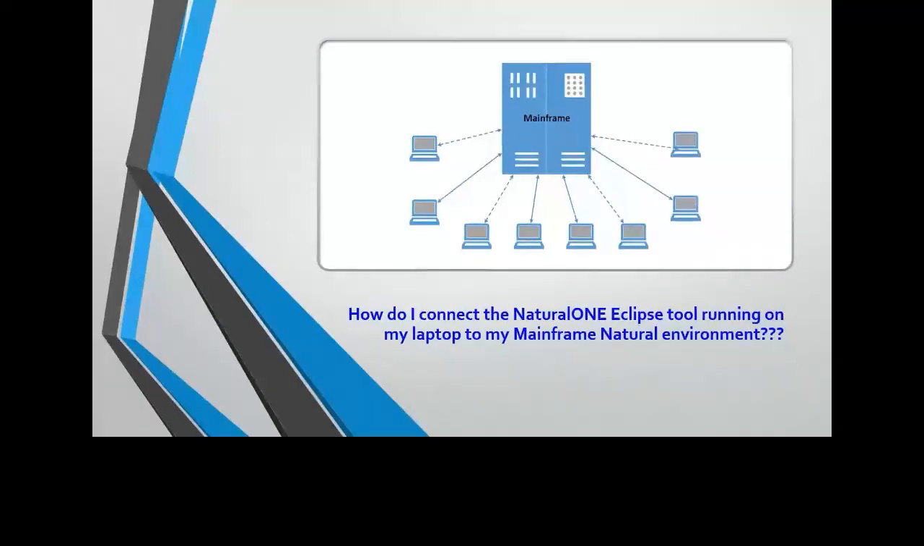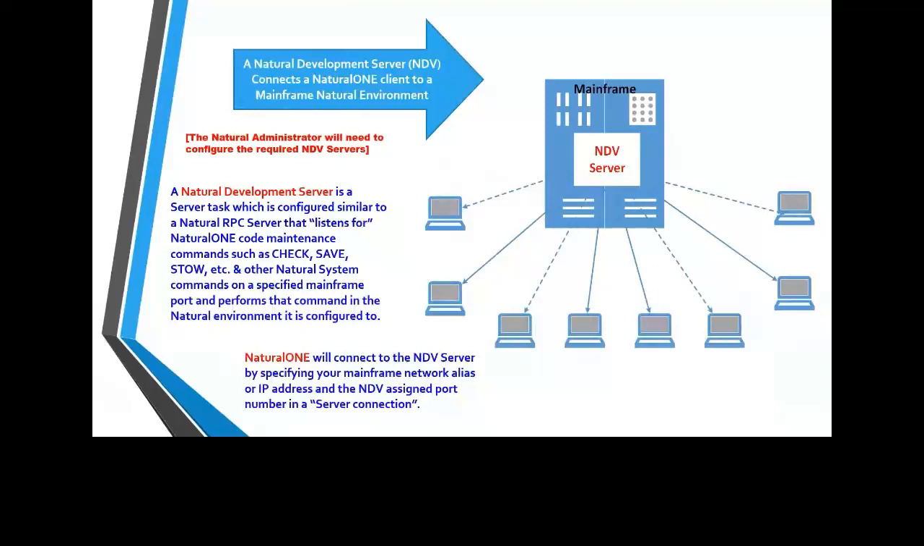So how do I connect this NaturalONE Eclipse tool that's running on my laptop or desktop to my mainframe natural environment? The method of interface connection is going to be an Ndv server. For those of you that are familiar with RPC servers, an Ndv server is similar to an RPC server in that it's a task running on your mainframe that listens for work. It listens specifically for commands coming in from the NaturalONE client that is sitting on all of your laptops and desktops, as the NaturalONE programmers are sending in check, save, stow commands. The Ndv server grabs these commands and performs the function on your mainframe server environment. So you could think of NaturalONE almost as a software emulator that is your code editor.